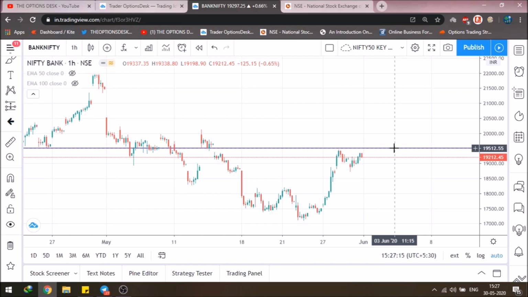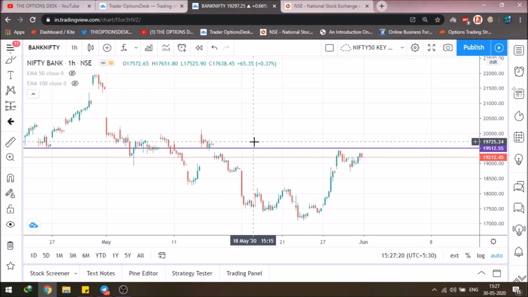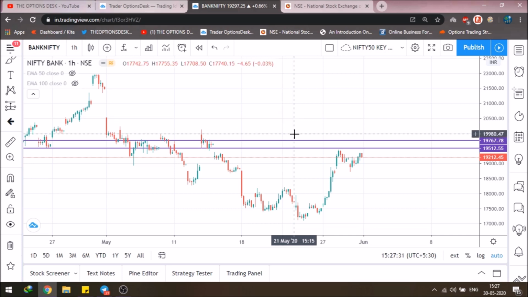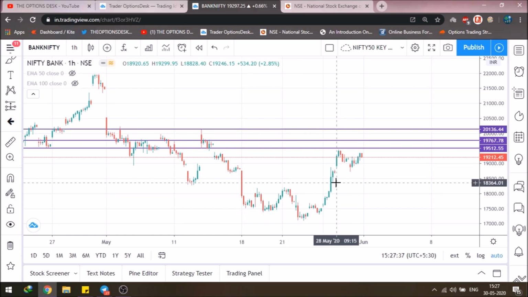So I will only buy a call option in the Bank Nifty or futures when the Bank Nifty goes above 19,512, and the first target will be this level, that is around 200 points, around 250 to 200 points. And my interim resistance will be at around this level, as I can plot, because the bullish moves are bigger these days and Bank Nifty is too volatile.